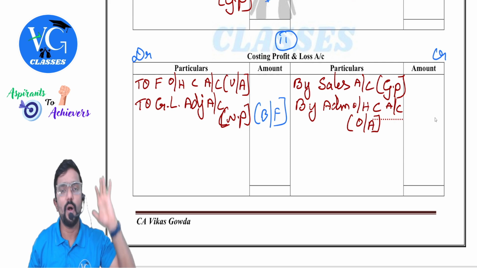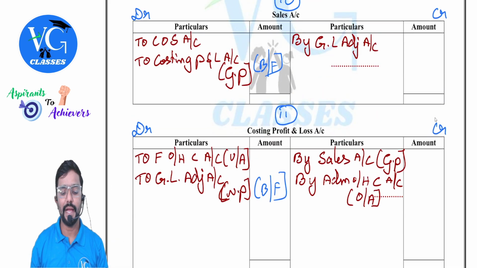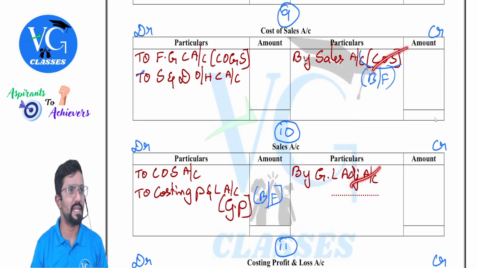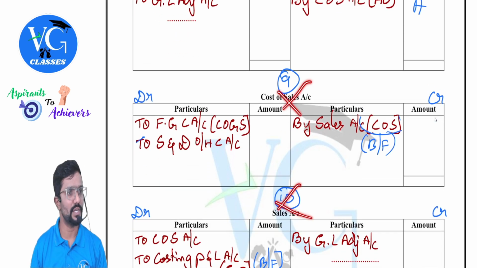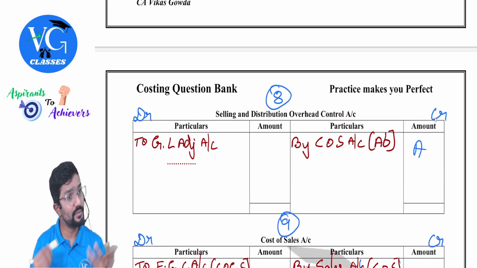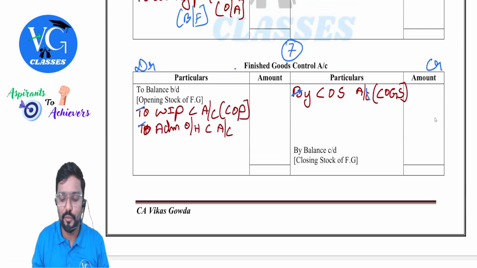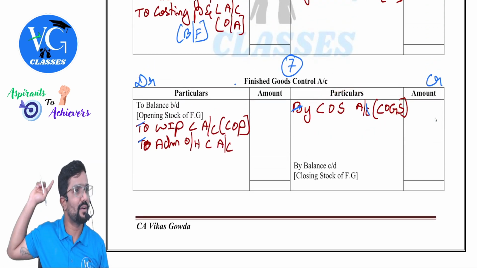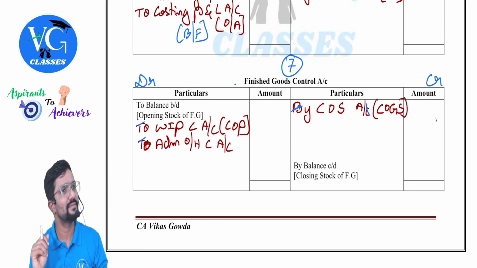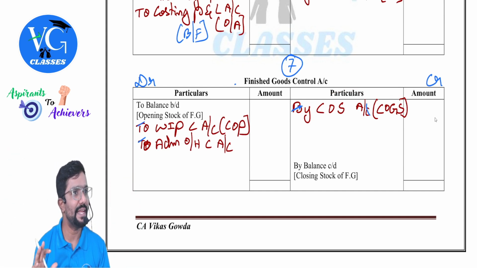Hope you got it. Alternatively, I will tell you. See, I have shown you your sales account, cost of sales account and all. But sometimes they don't maintain these accounts. So straight away, assume selling and distribution also is not there. You can exclude it. Straight away, you may transfer this amount to costing P&L account and there only you record sales.